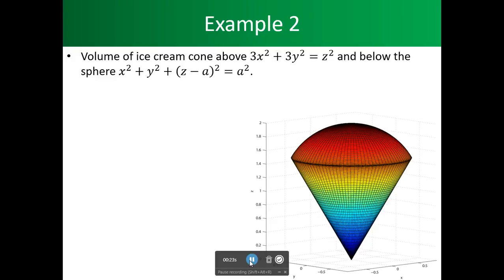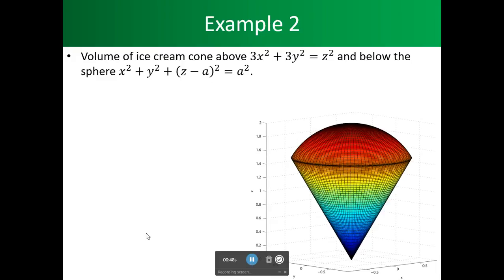cone equation: 3 times x squared plus 3 times y squared equals z squared. And below, the equation for the sphere is x squared plus y squared plus the quantity z minus a, that quantity squared, equals a squared.